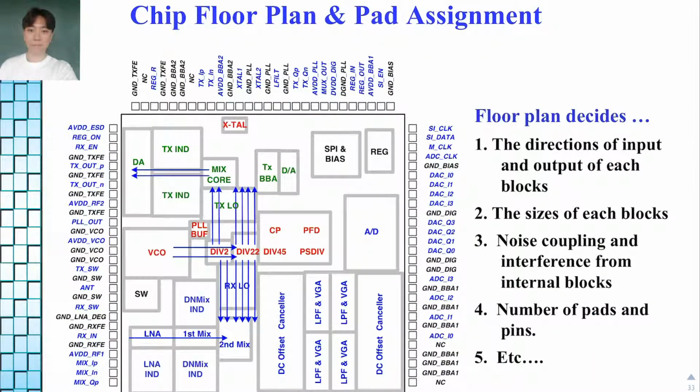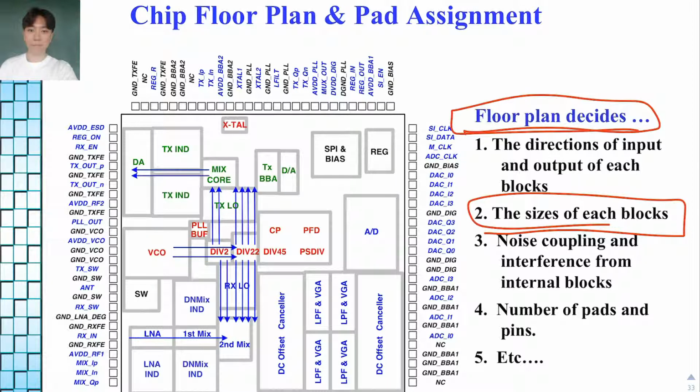This figure shows chip layout and pad design. The floor plan, this is the top view, is determined by first the input direction and each output block, and the size of each block, second the noise coupling and interference from internal blocks, and the number of pads and pins determined by various factors.